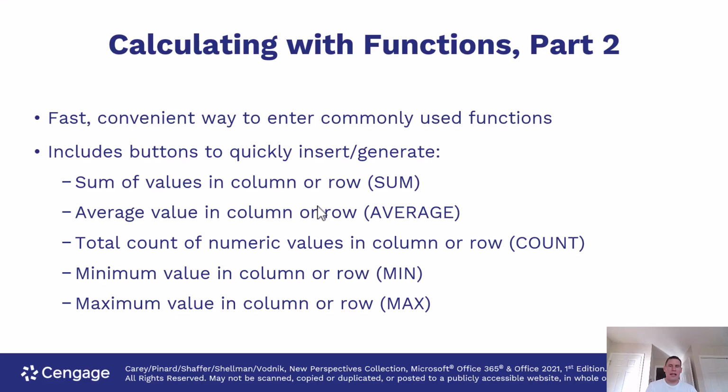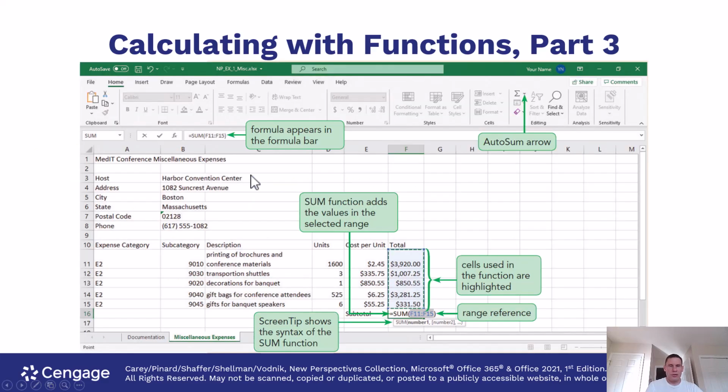So it's a fast, convenient way to enter commonly used functions. These include buttons to quickly insert or generate. For example, SUM is one, you can put equals and then SUM, equals AVERAGE. You can do COUNT if you want to count the number of numeric values in a column or row. You can also do MIN and MAX, minimum, maximum. And again, it's always equals and then the function.